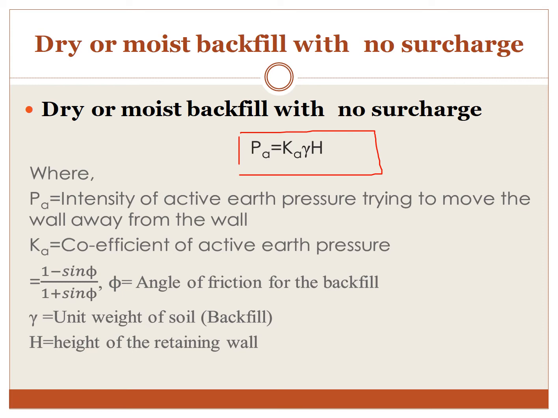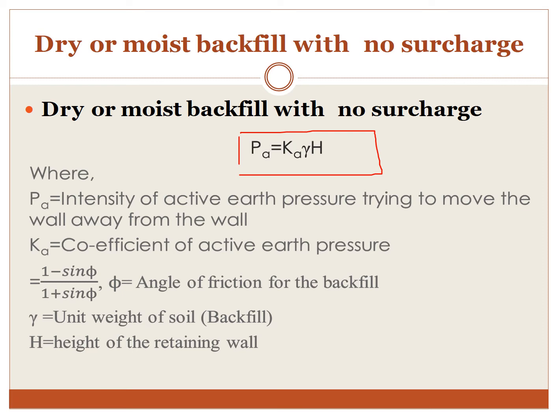Before the actual design, the soil parameters that influence the earth pressure and the bearing capacity of the soil must be evaluated. These include the unit weight of the soil, the angle of shear resistance, the cohesion intercept and the angle of wall friction. Knowing these parameters, the lateral earth pressure and the bearing capacity of the soil can be determined. So the method for the computation of the earth pressure is here. Pa is the intensity of active earth pressure trying to move the wall away from the soil.